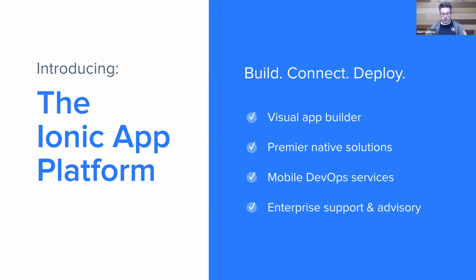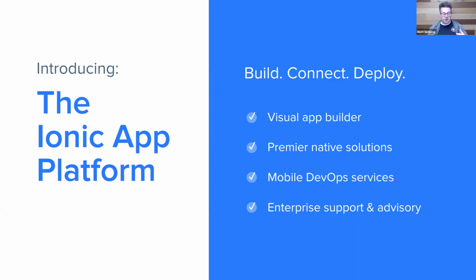And that includes a couple of different things we're going to cover briefly, such as a visual app builder, Ionic Studio, premier native solutions that are built and supported by the Ionic team, as well as mobile DevOps services. So that's your build and deploy and CI/CD type of features that allow you to go from zero to app store and ship continuous updates to your users really quickly, as well as our enterprise support and advisory for teams that need a little bit of assistance with all of the above, or just a small slice of that.